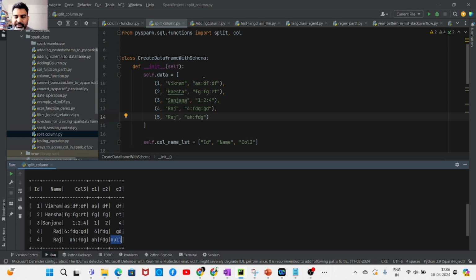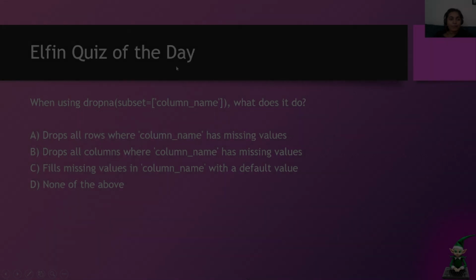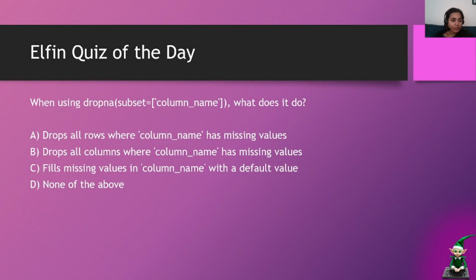Now it is kind of quiz time. Please appear for the quiz. Elfin quiz of the day. When using dropna with subset equals column name, what does it do? Option A: drops all rows where column name has missing values. Option B: drops all columns where column name has missing values. Option C: fills missing values in column name with a default value. Or option D: none of the above. Please mention your answer in the comment section.